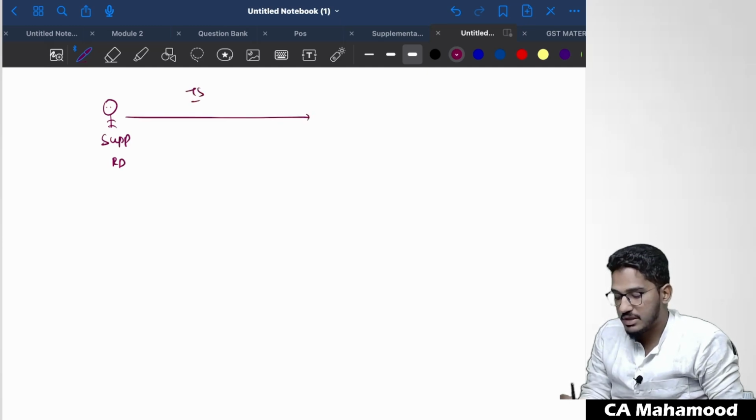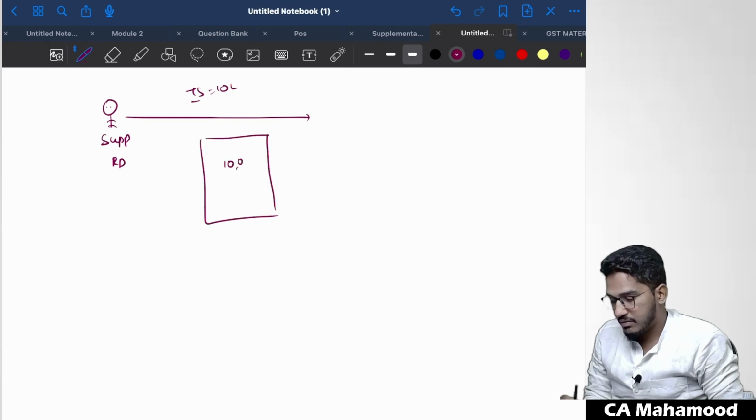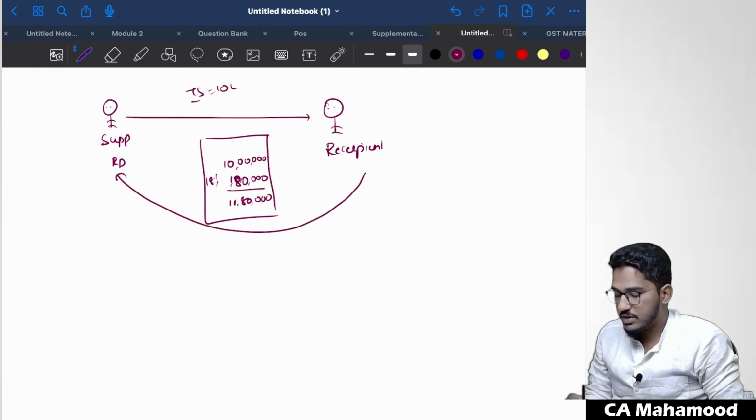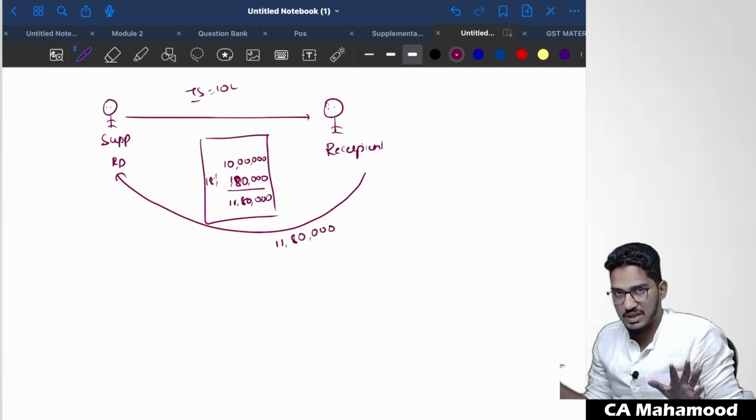10 lakhs worth of taxable supply he has made. He will give an invoice. So 10 lakh rupees is the value of supply. GST, 18% of GST. So 1,80,000 he will collect. 1,80,000 he will add. Total 11,80,000 rupees of invoice will be given to the recipient. Okay. Now what this recipient should do, since he has got the goods, since he made an order from the supplier for supply, so supplier has supplied the goods, made a taxable supply, he gave an invoice. Now recipient should pay the consideration of 11,80,000 to the supplier. This is how the transaction will come to an end.